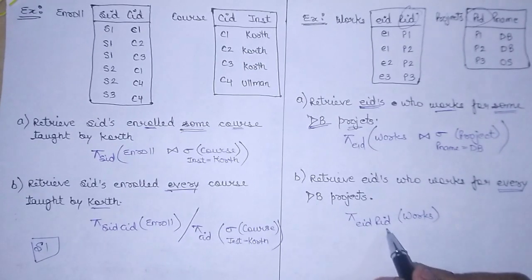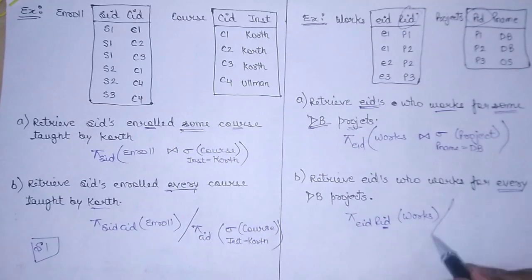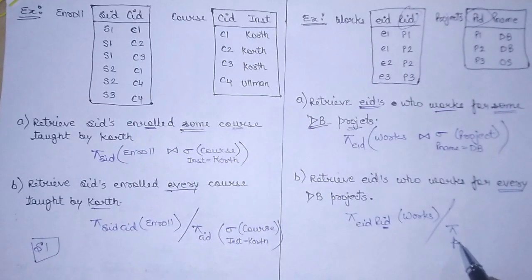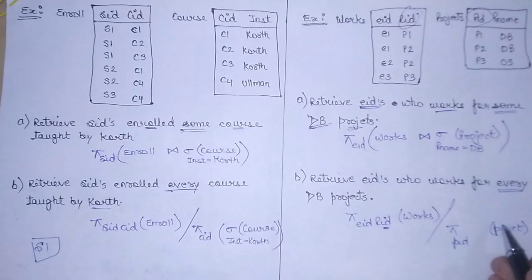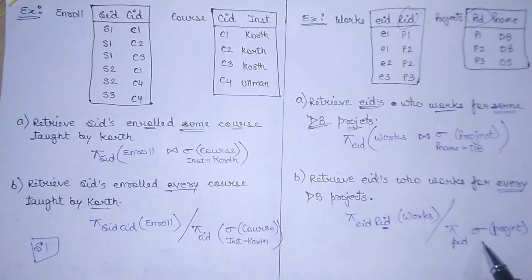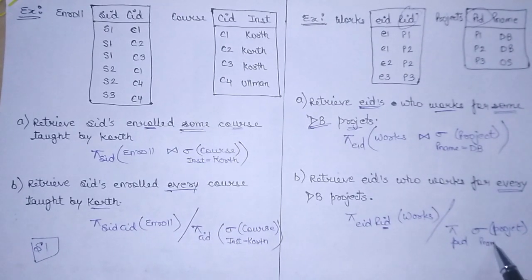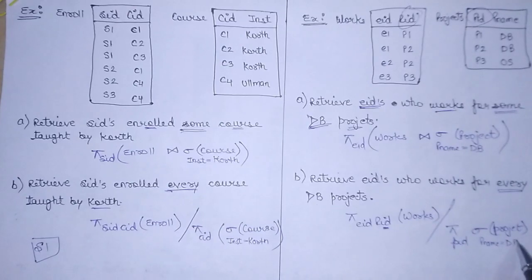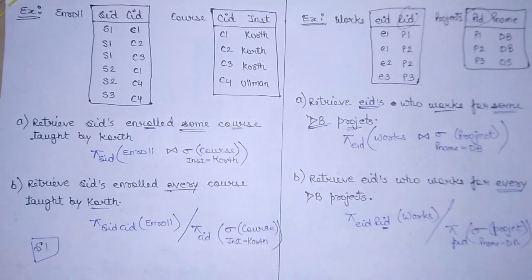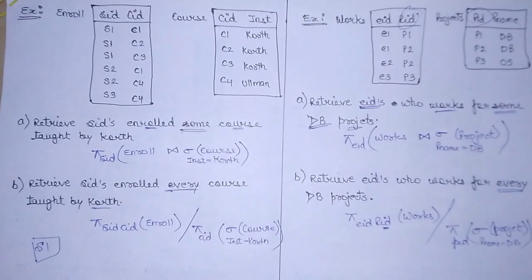What will be in the denominator? This PID. So project PID from this project table. From this project table, where now we have to select the particular rows where project name is equal to database. So I am writing it, project name is equal to database. So this is how the division operator works.